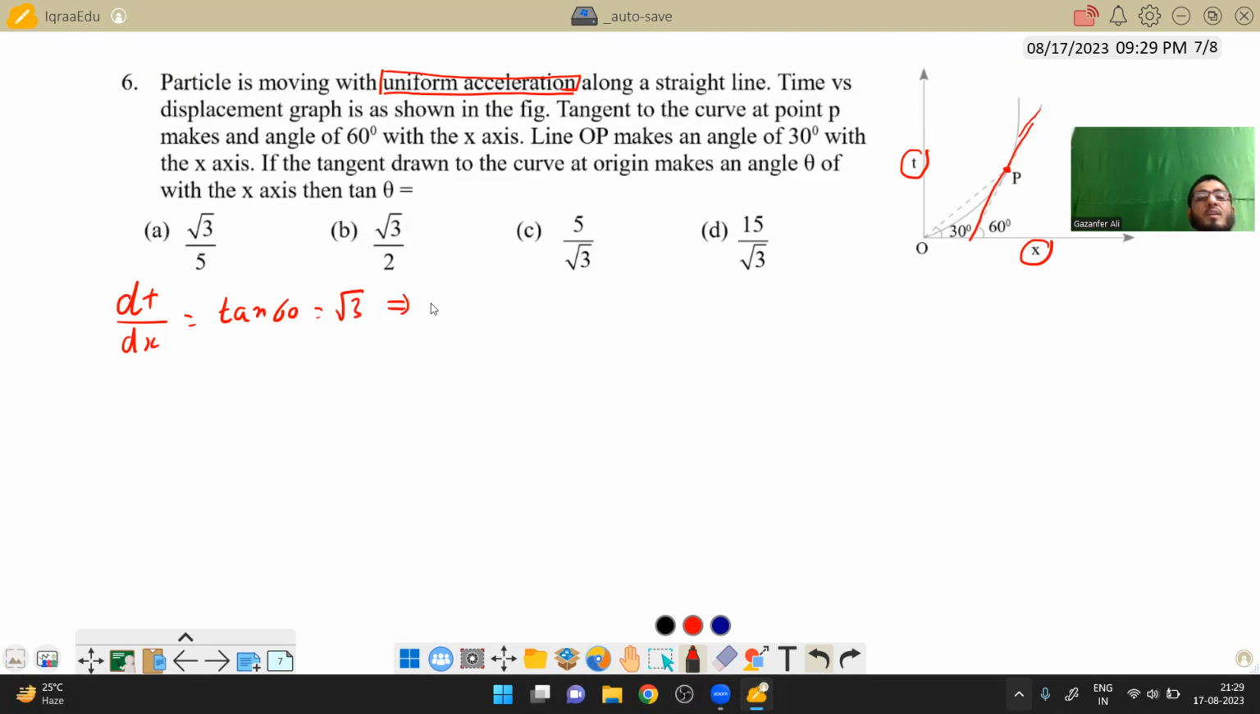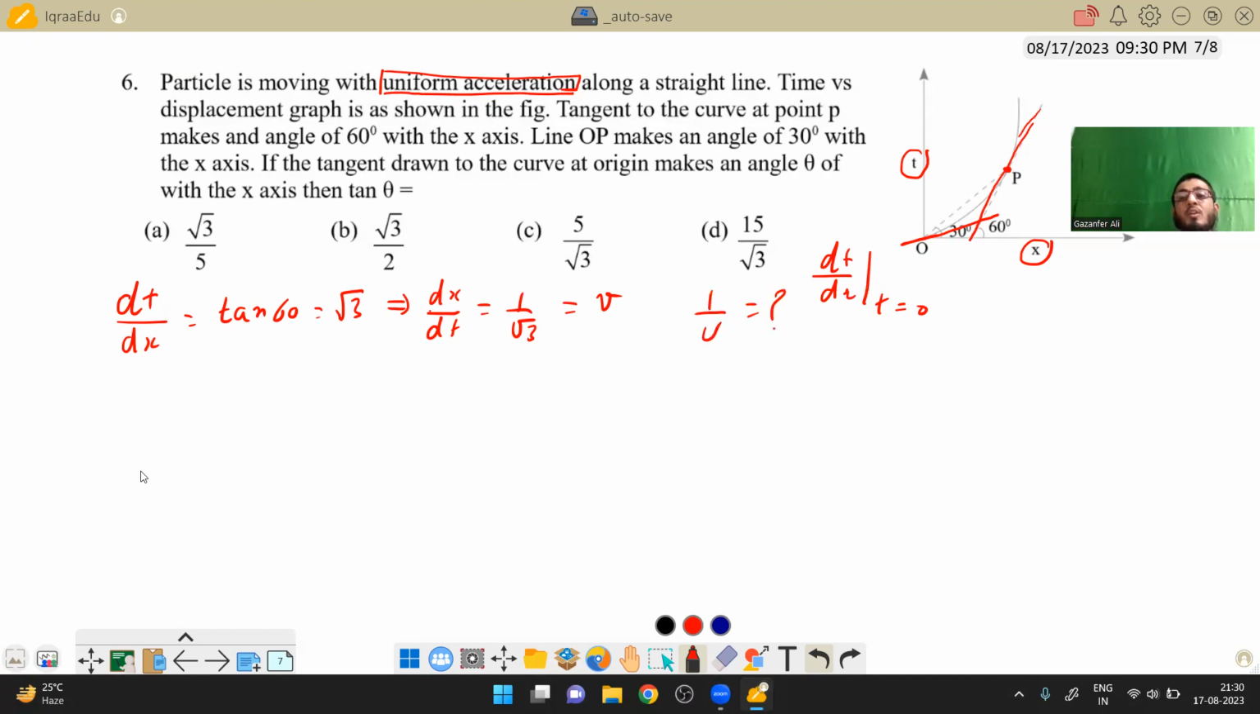And this gives us dx by dt is equal to 1 by root 3. And dx by dt is what? This is v. So we get v at that point. Now it's asking the slope of the line at the origin. That means it's asking us what is u, initial velocity. No, it's not asking u. It's basically asking dt by dx at t is equal to 0. So it's asking us 1 by u. So it's asking us what is 1 by u equal to.